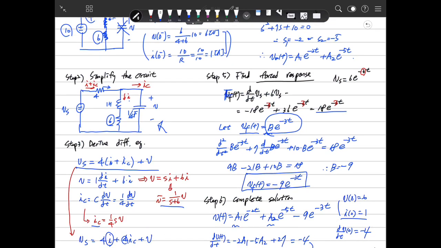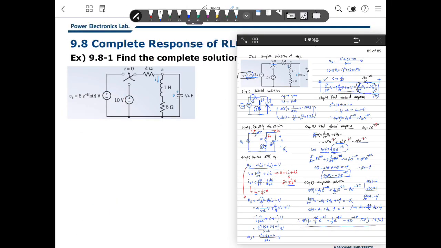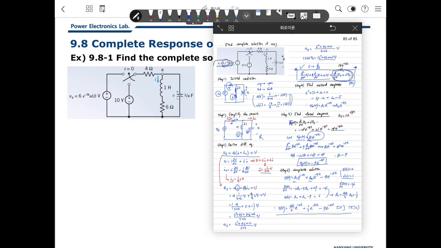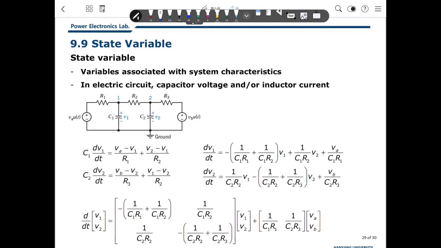So when you solve these complicated second order circuits, when you keep the steps 1 and 2 and 3, 4, 5, 6, you can easily solve to get the complete response of the circuit. This is 9.9, the state variable.